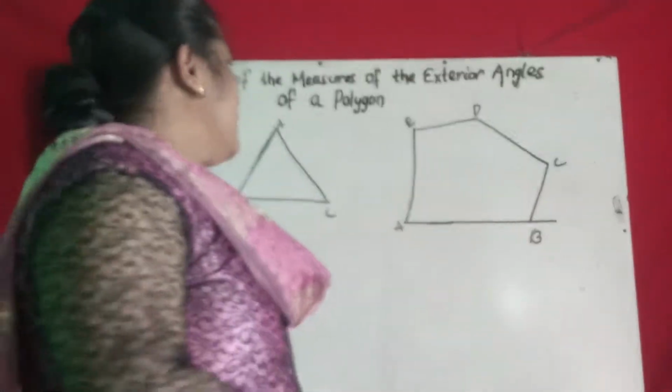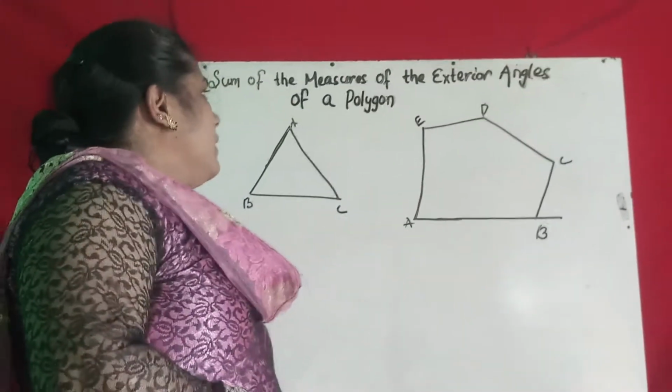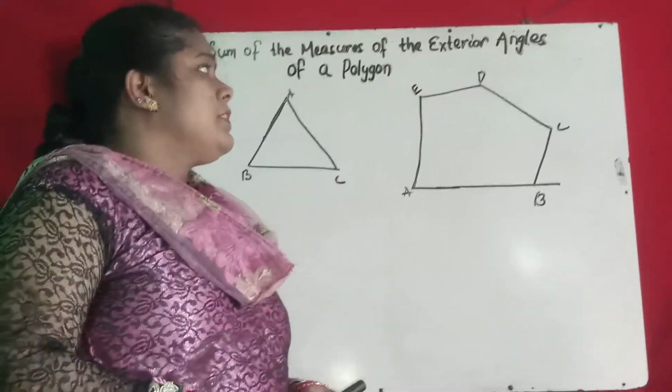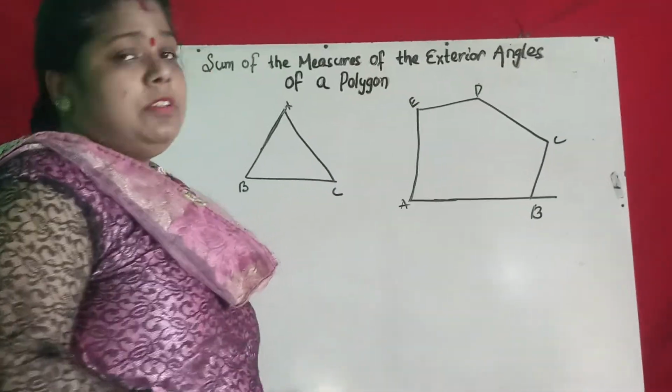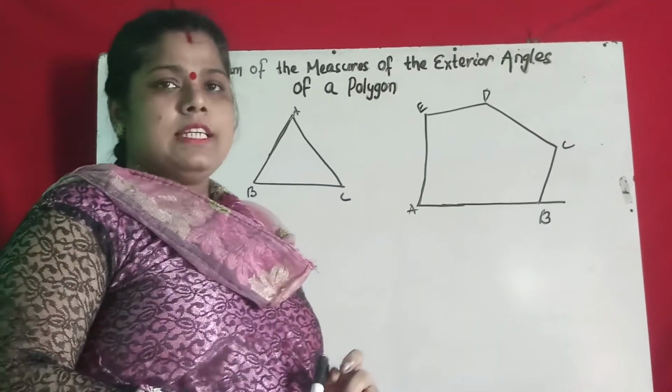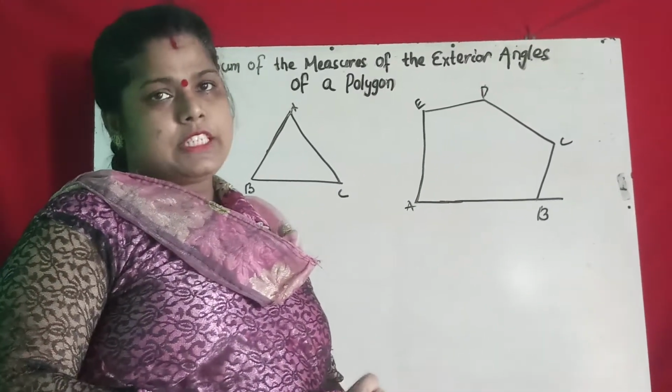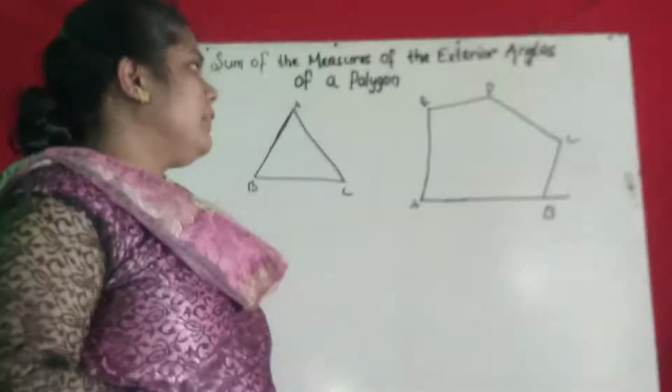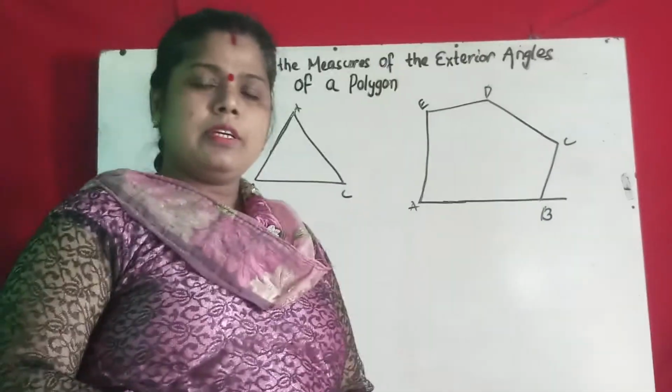Hello students. So today in math, we will study the sum of the measures of the exterior angles of a polygon. Okay. So what is a polygon first? Let's remind ourselves. It is a closed figure made of straight lines. Okay. So it is a polygon. A polygon may have many sides.